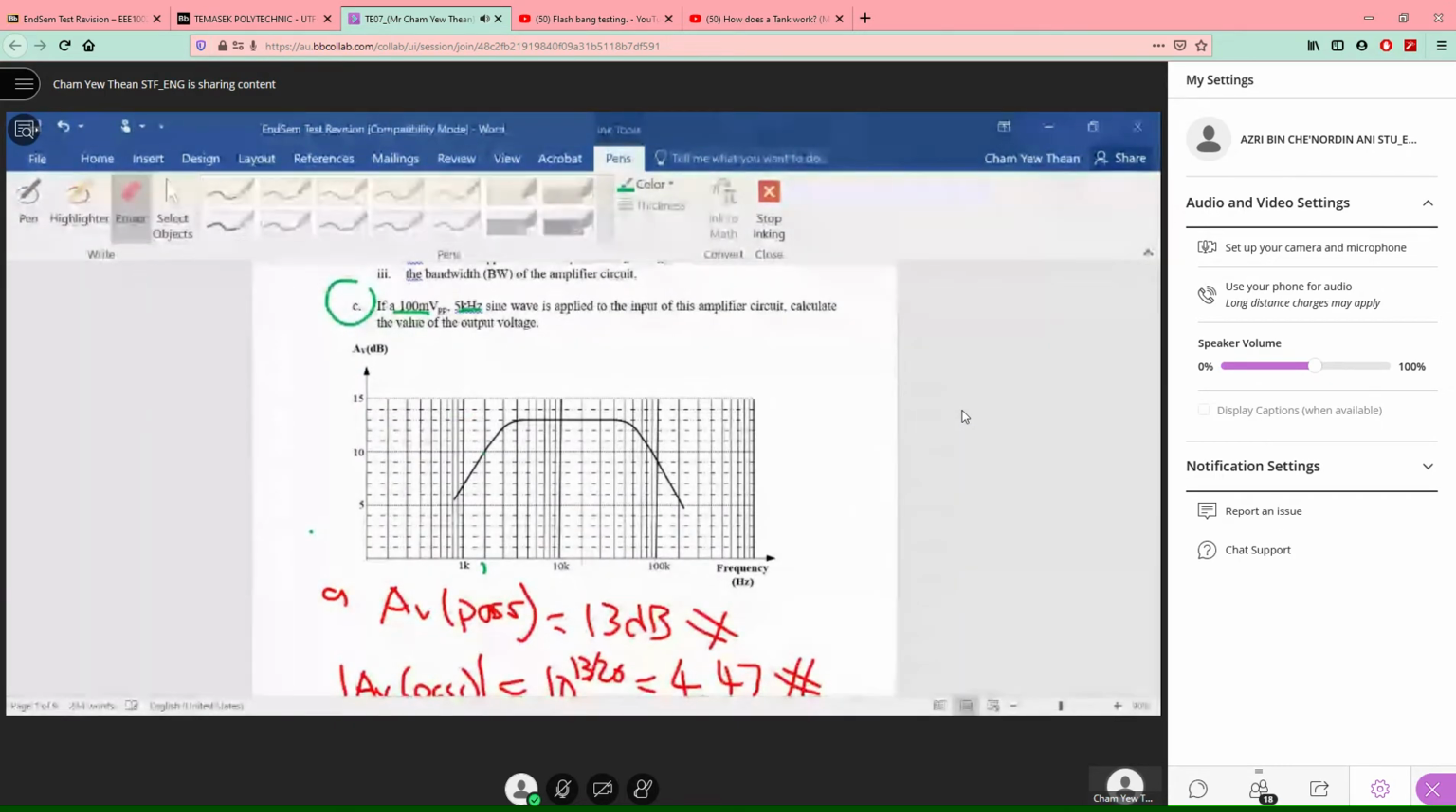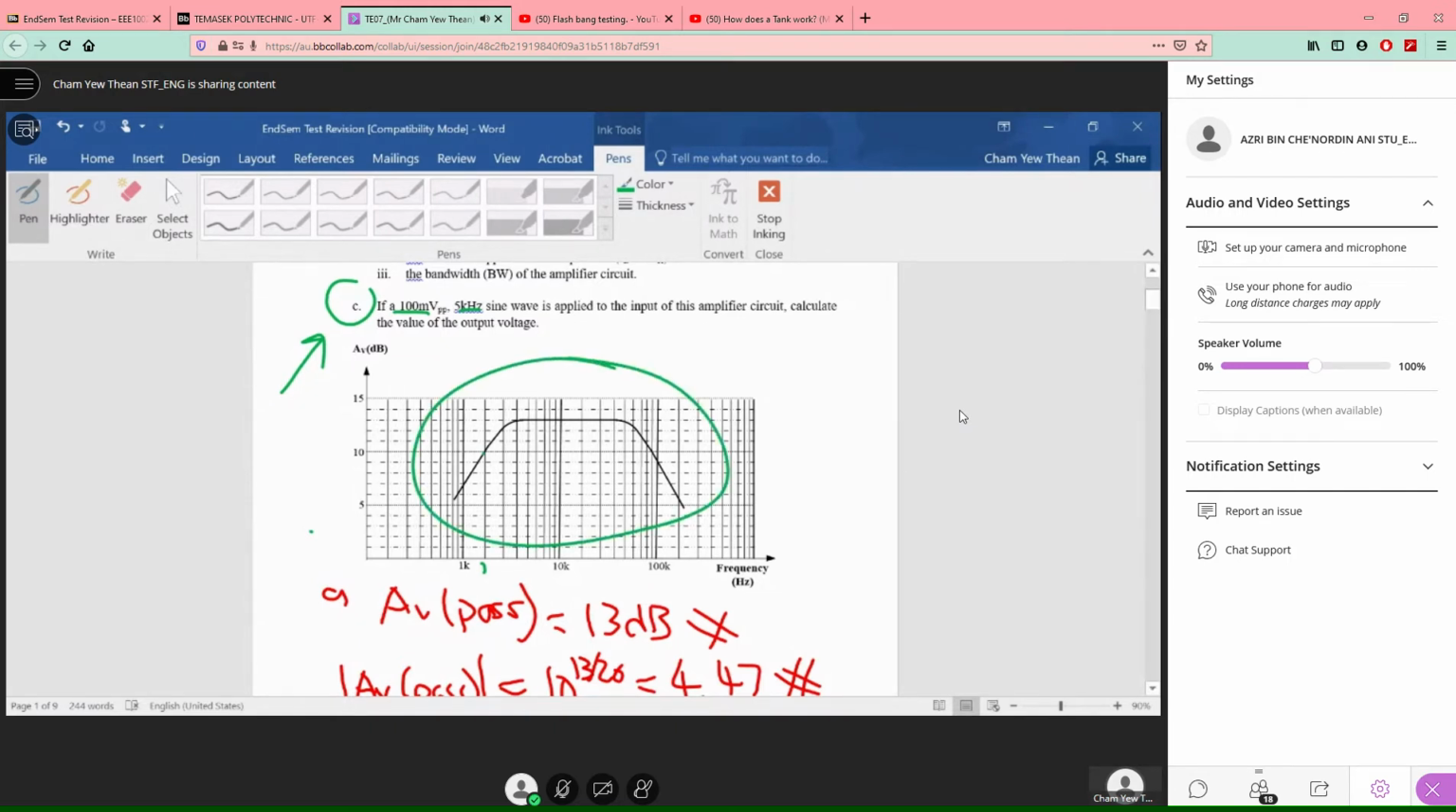Okay, look at C. Now, you inject a signal into the amplifier. It is 100 millivolt peak, and the frequency of this input signal is 5 kilohertz, so a 5 kilohertz sine wave. This is the voltage gain of this amplifier.